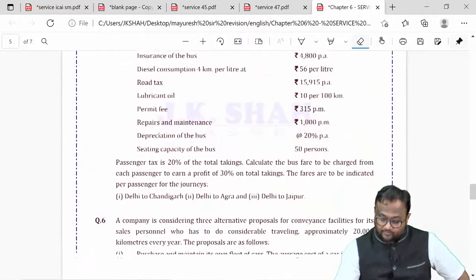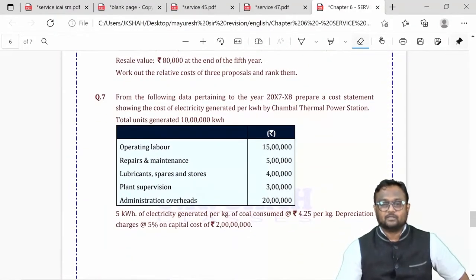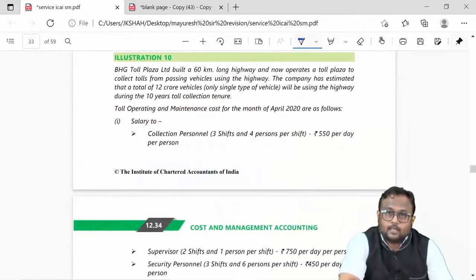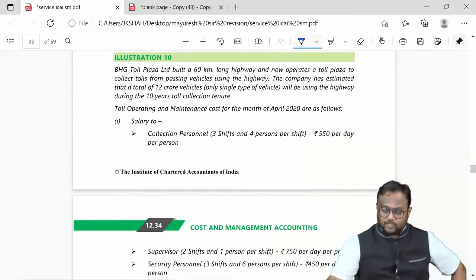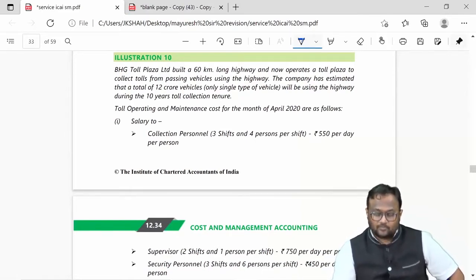So that was question number 5 for you. 6 and 7, they are not even worth discussing, guys. I'll be going for study material now. Now I know you people have few doubts in terms of study material questions. Let's go for illustration 10, 12.34, question number 10. 12.34 is the page number, 12.33.